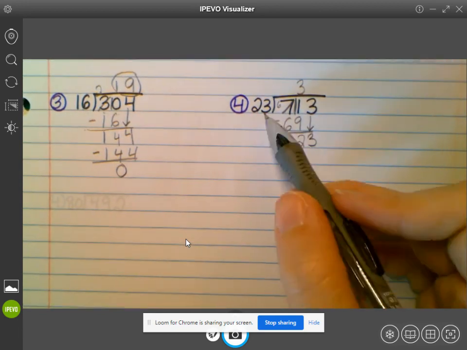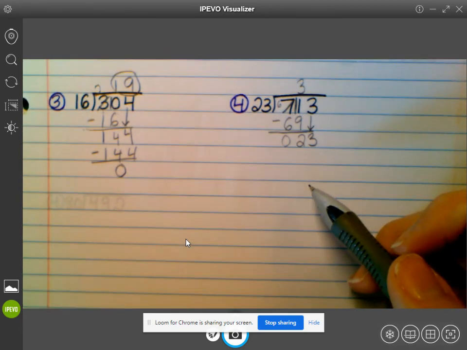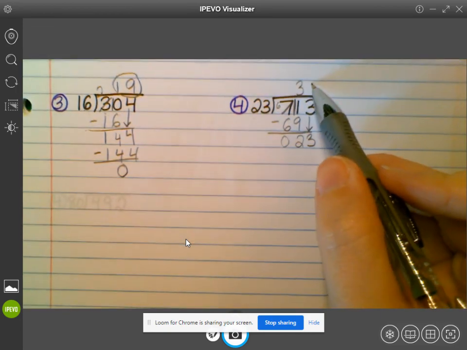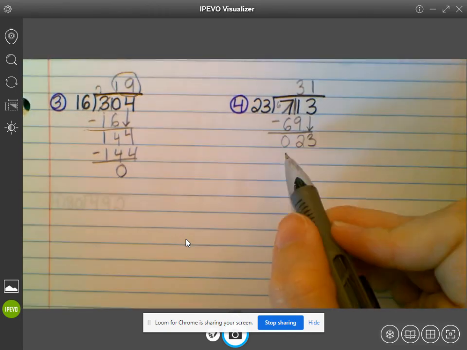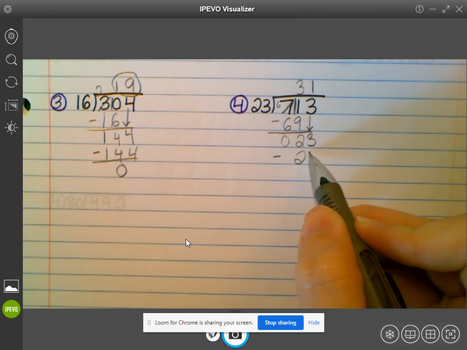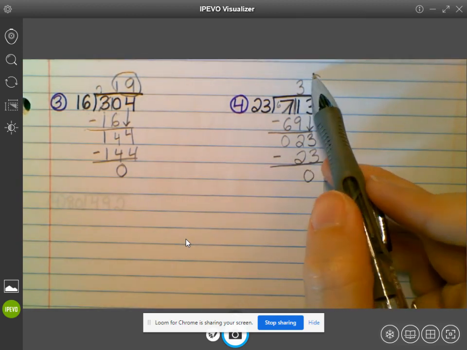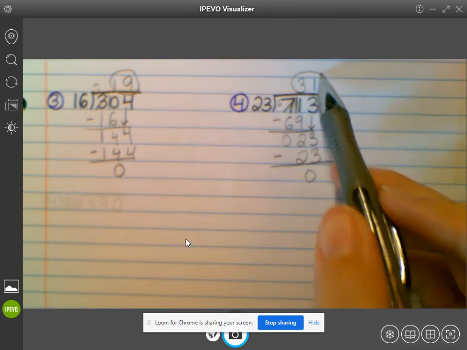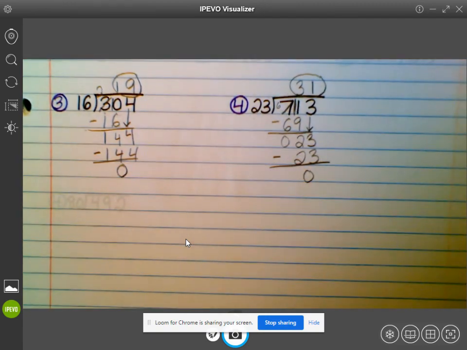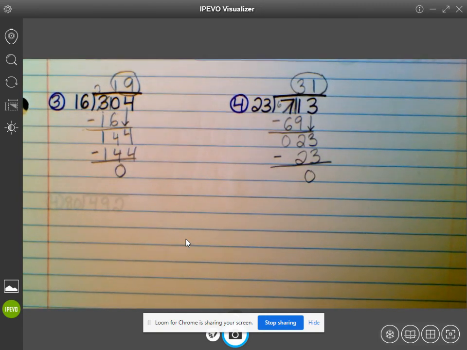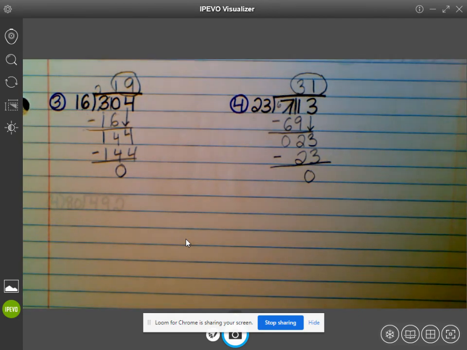How many times does 23 go into 23? 1. 1 time. So our 1 would go up top. We would subtract our 23. That gets us 0. Our answer is 31. Exactly. Now, you guys remember how we talked about partial quotients?